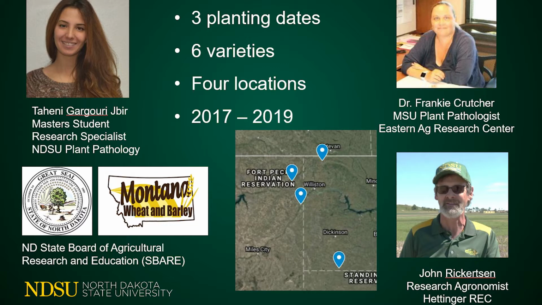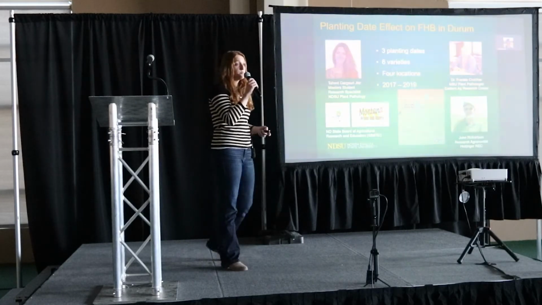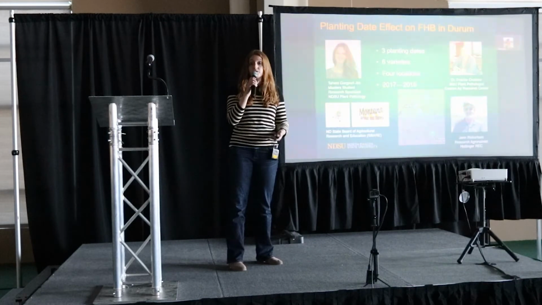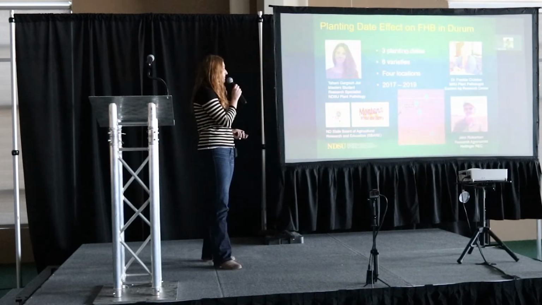So we had 4 sites. Tahani and I managed the Crosby site. Frankie managed the Froid and Sidney site, and then John managed the Hettinger site. So we were trying to represent 4 kind of different climatic areas of the state. We had 3 planting dates and 6 varieties representing a range of varietal maturity. And as I said, this is a 3-year study.